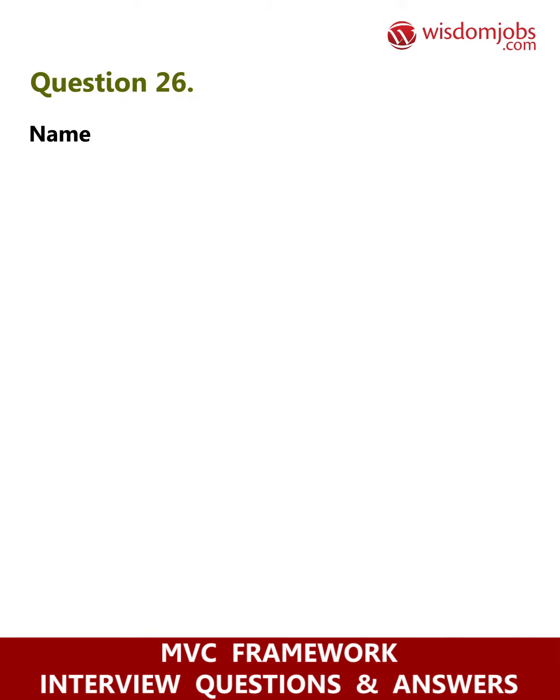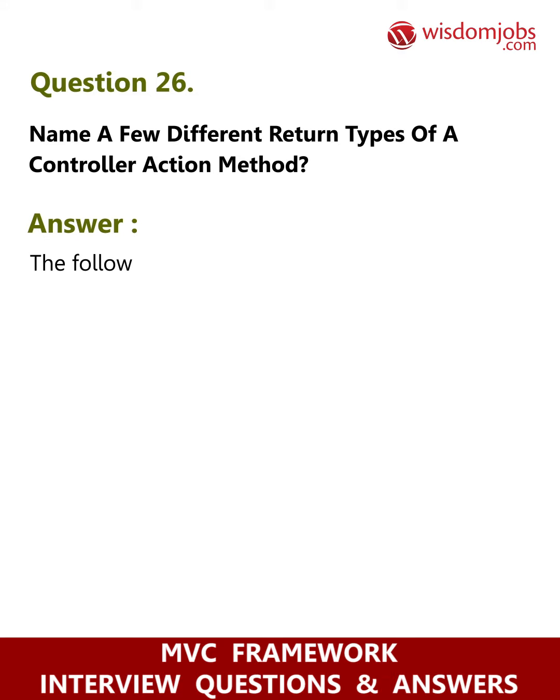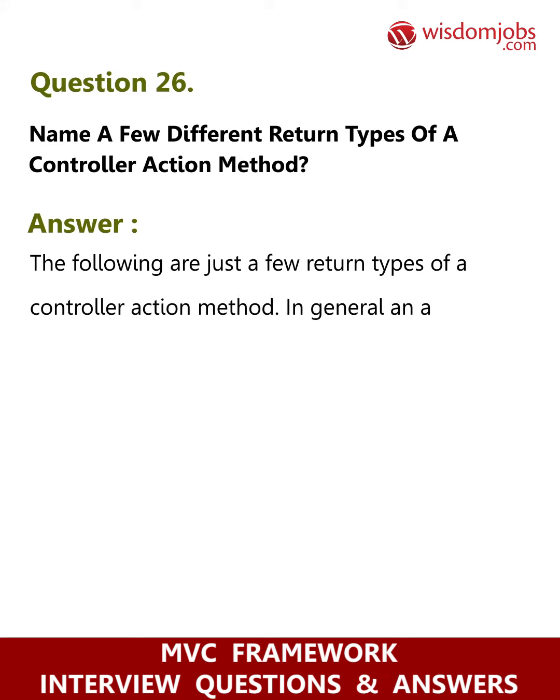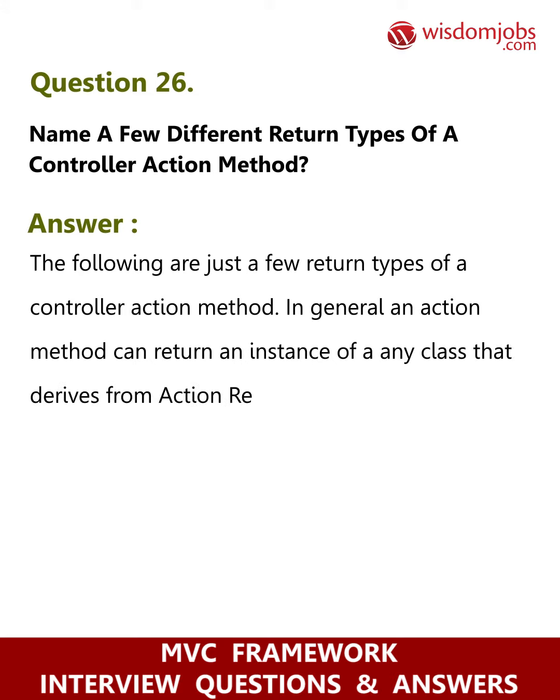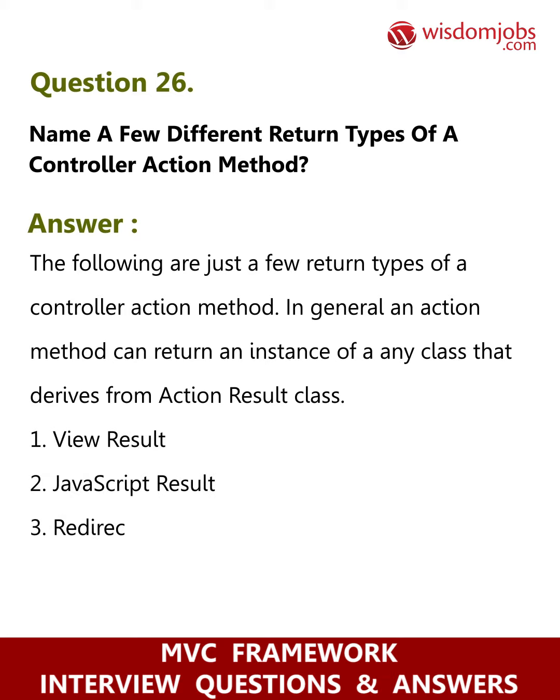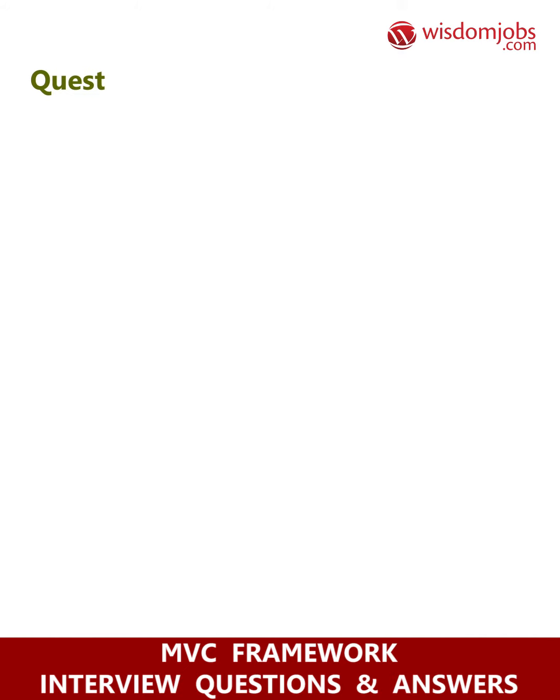Question 26. Name a few different return types of a controller action method. Answer. The following are just a few return types of a controller action method. In general, an action method can return an instance of any class that derives from the ActionResult class. 1. ViewResult. 2. JavaScriptResult. 3. RedirectResult. 4. ContentResult. 5. JsonResult.